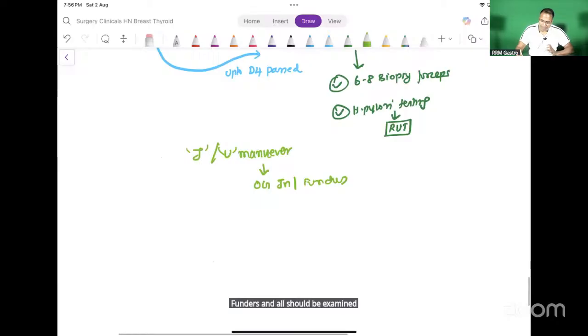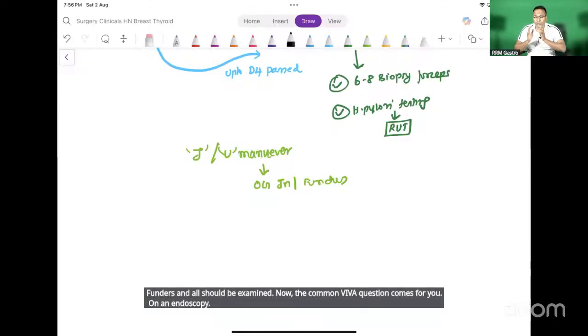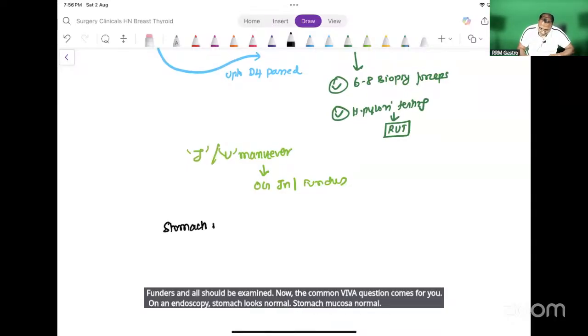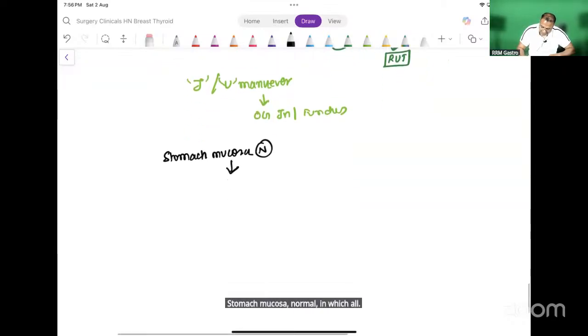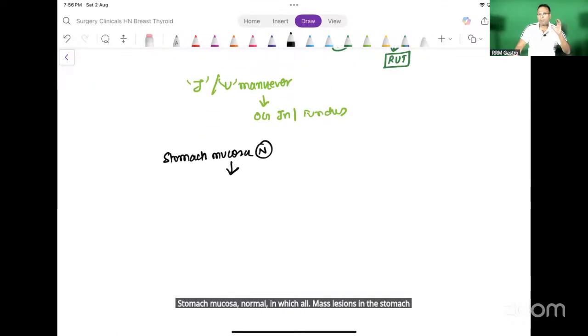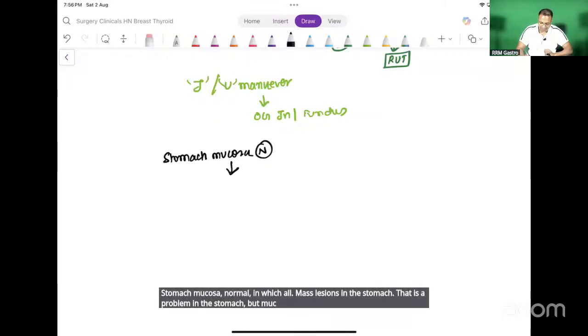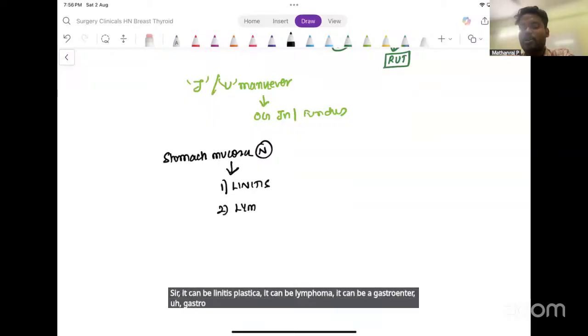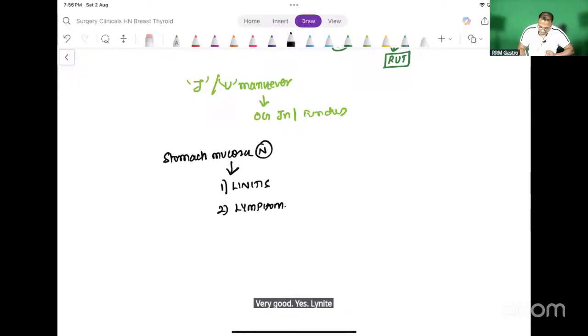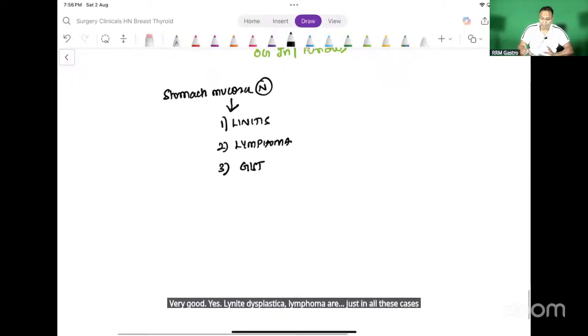Now the common viva question comes for you. On an endoscopy, the stomach looks normal. Stomach mucosa normal. In which mass lesions of the stomach is the mucosa normal? There is a problem in the stomach, but mucosa is normal. Sir, it can be linitis plastica, lymphoma, or gastrointestinal stromal tumor. In all these cases, stomach mucosa is normal.